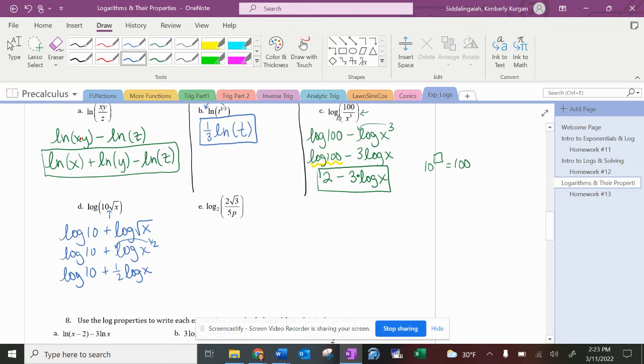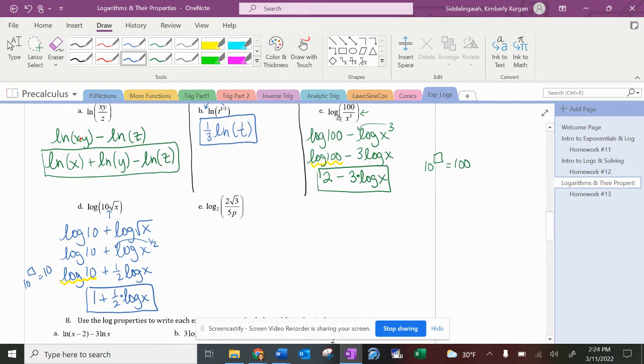Now, if you could get this far, I'd say give yourself a pat on the back. There's one more step though. Just like in the last problem, log of 100 can get simplified, so can log 10. Log 10 is saying 10 to what power gives me 10? Well, that's just a 1. So this is going to be 1 plus 1/2 times the log of x. Again, that does not give us 1.5 log of x because multiplication is more important than addition.